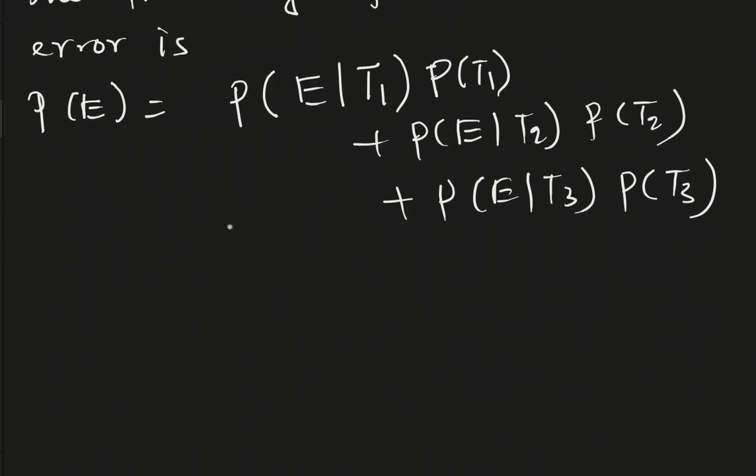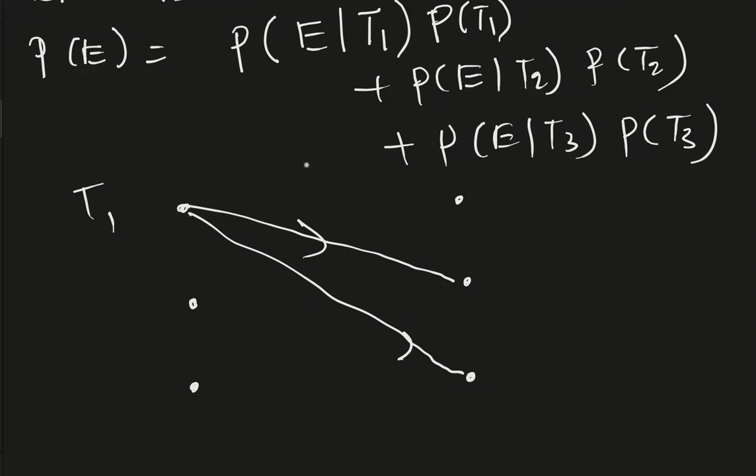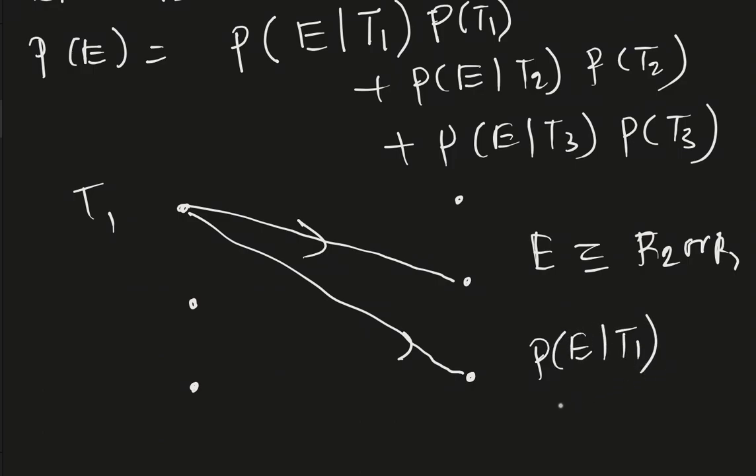So let me draw it here so that it will be clear. Error means, if I keep T1, either here or here the signal comes. So these two things both are error. So E means, for T1, either R2 or R3 happens. Then what is the probability of E given T1? That is alpha by 2 and alpha by 2.